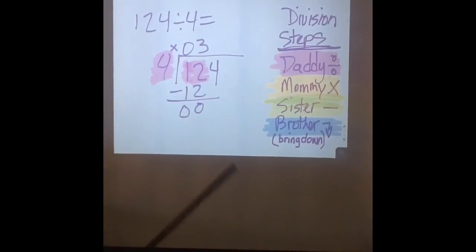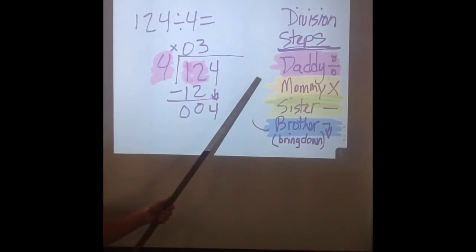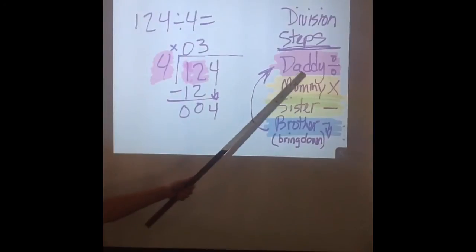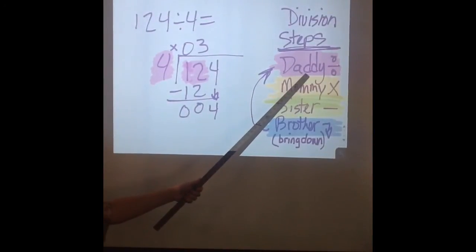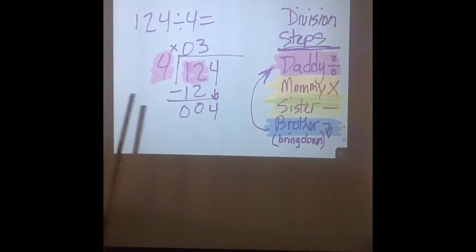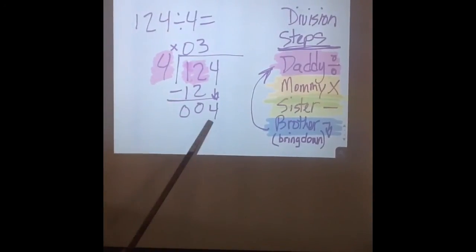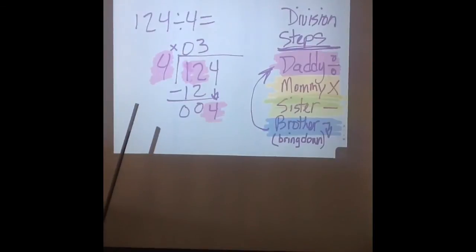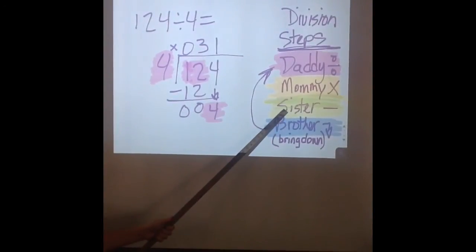Now we get to do what? Brother, bring down. Right on. So we're going to bring that 4 right down. And now we're going to ask our what question again? We're going to go back up to the top. What is our question? Daddy divide. And that means what? How many 4s are in 4? Right here, right? How many? 1. So now we do what part? Sister subtract.